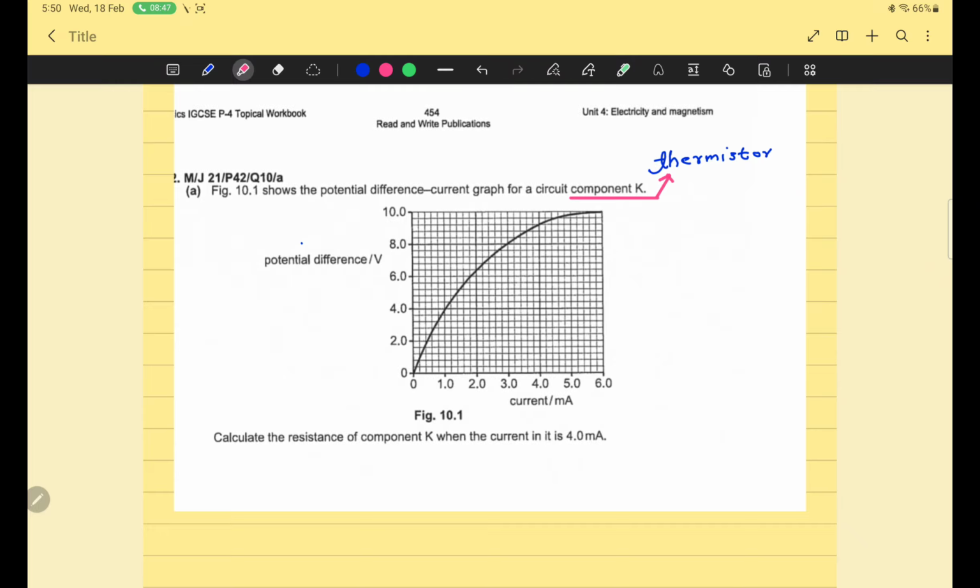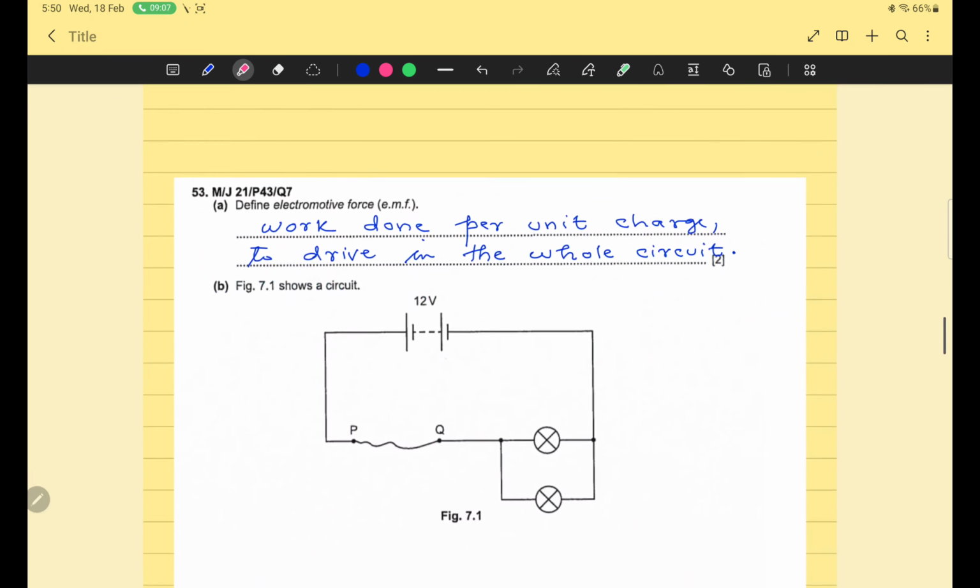And now the next part is very simple, which I am not solving. When the current is 4 milliampere, yes, sir, this is the current, 4 milliampere, they are asking what is the resistance. Then obviously you can find out the voltage, and by dividing voltage by current, you can calculate resistance. So this is a very simple question, so we are not solving it.